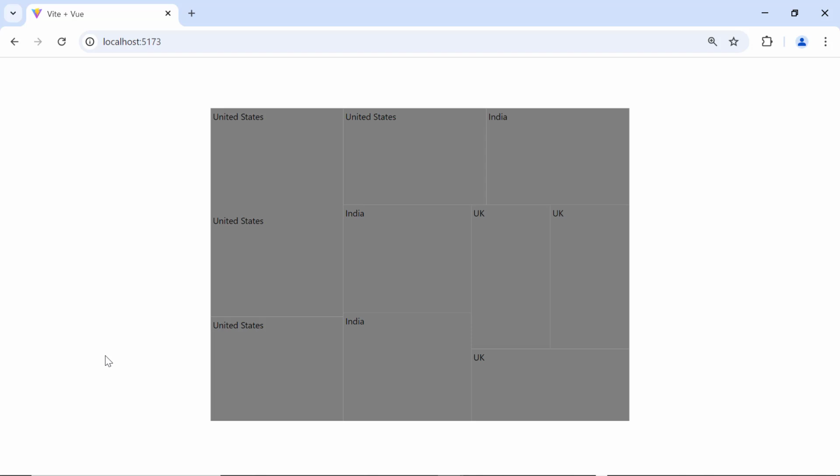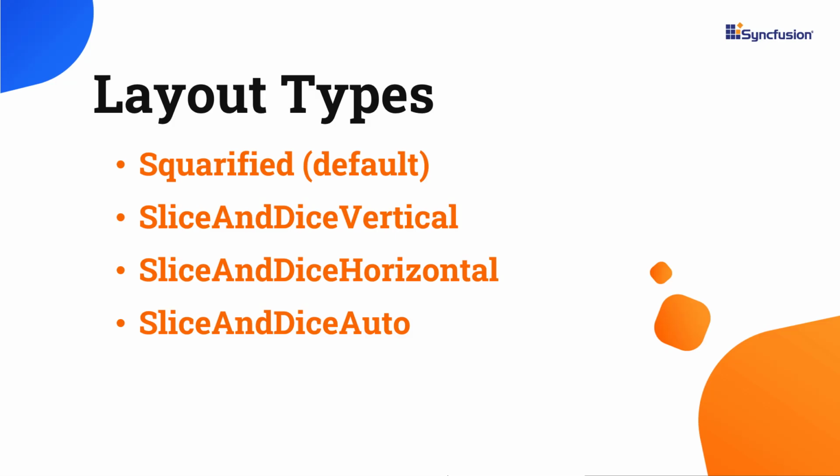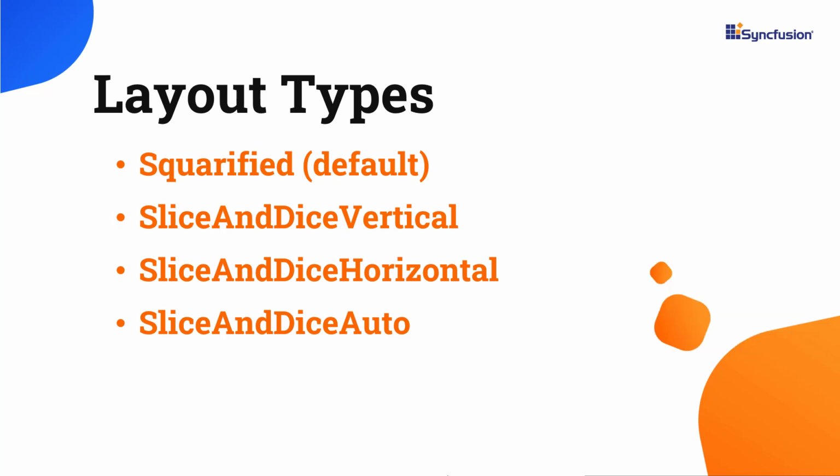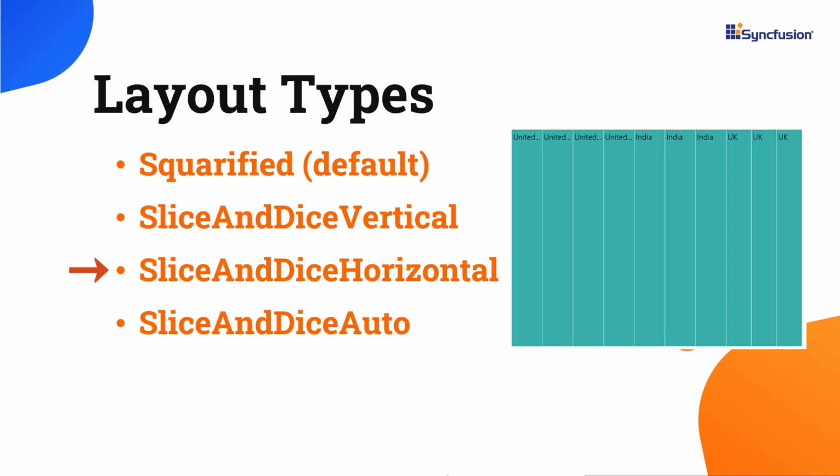See, the TreeMap component is rendered with the defined data source. Here, the TreeMap is displayed in the default squarified layout. In addition to this layout, the TreeMap can be rendered in slice and dice layouts such as vertical, horizontal, and auto. Slice and dice vertical displays the rectangles vertically. Slice and dice horizontal displays the rectangles horizontally. The auto type displays both horizontally and vertically.